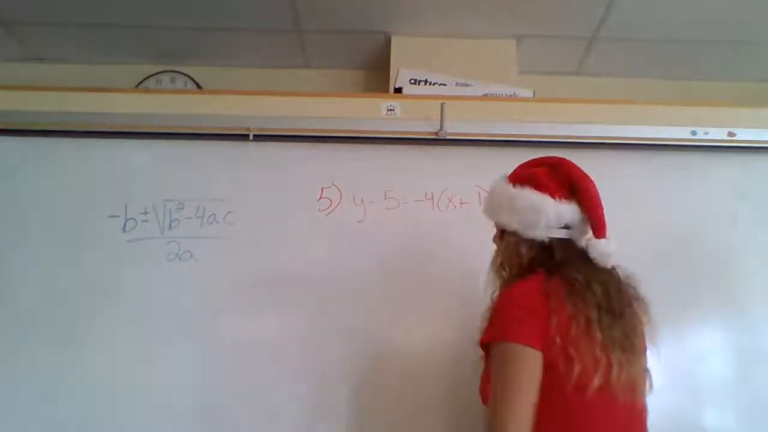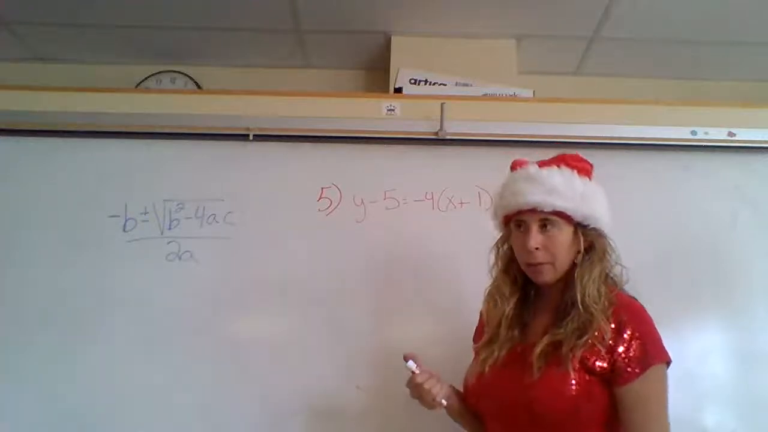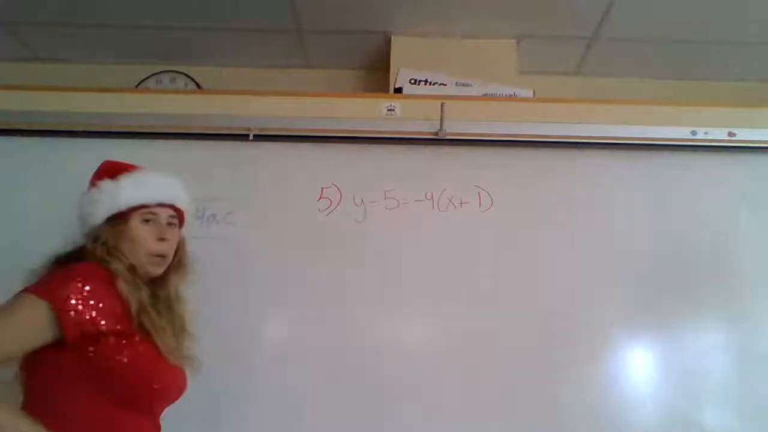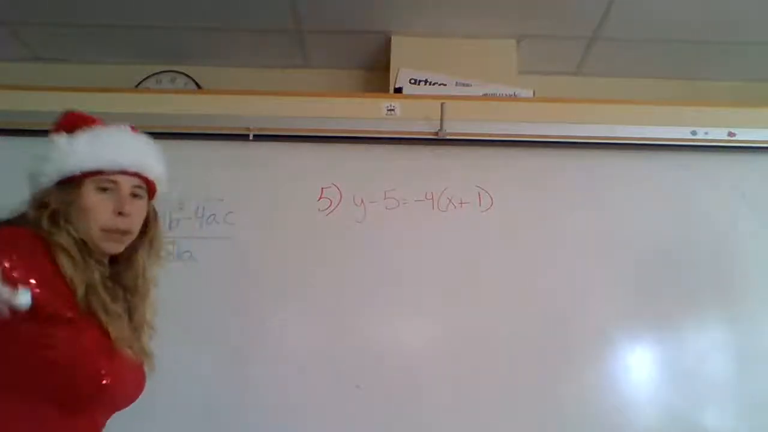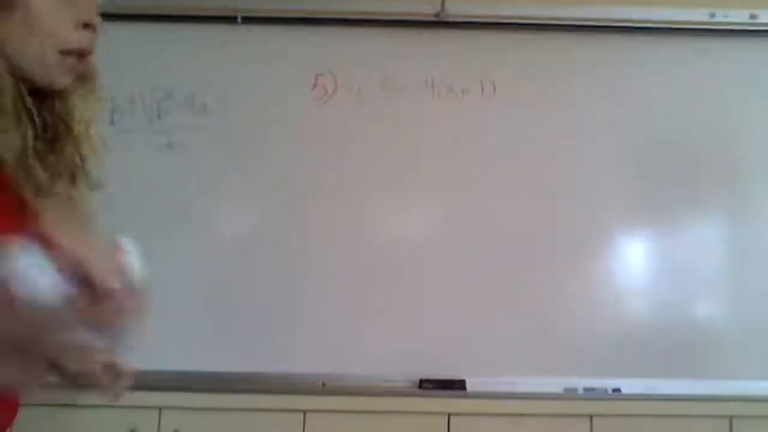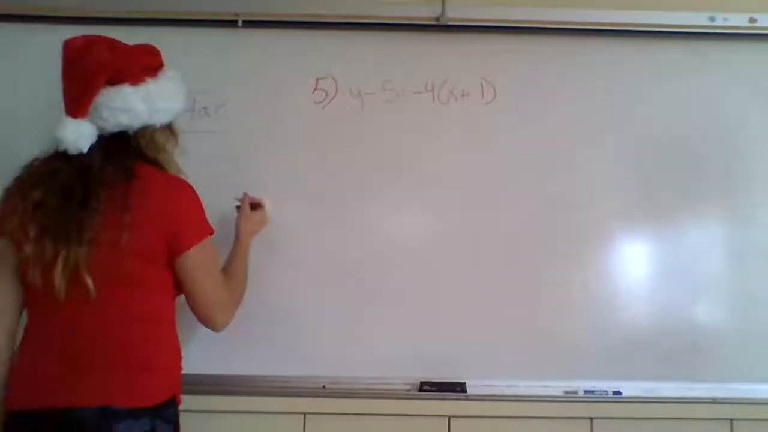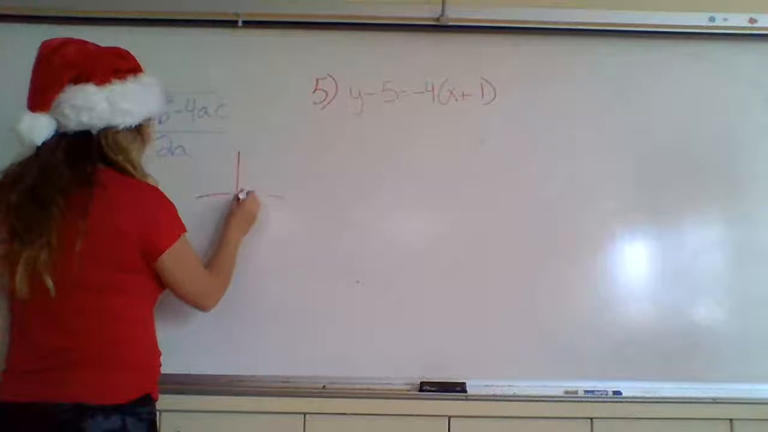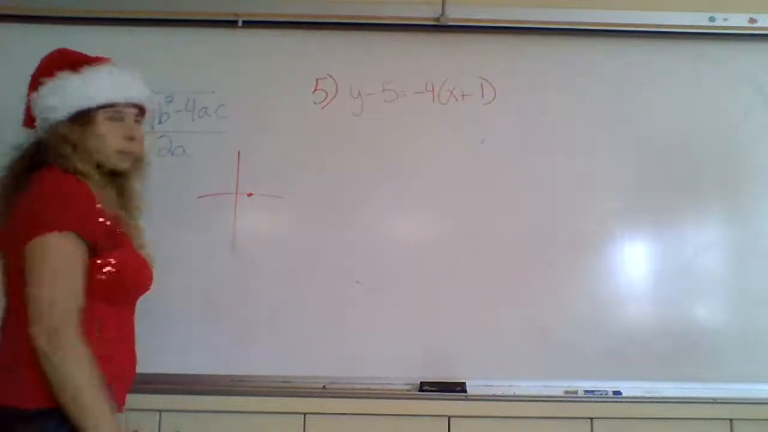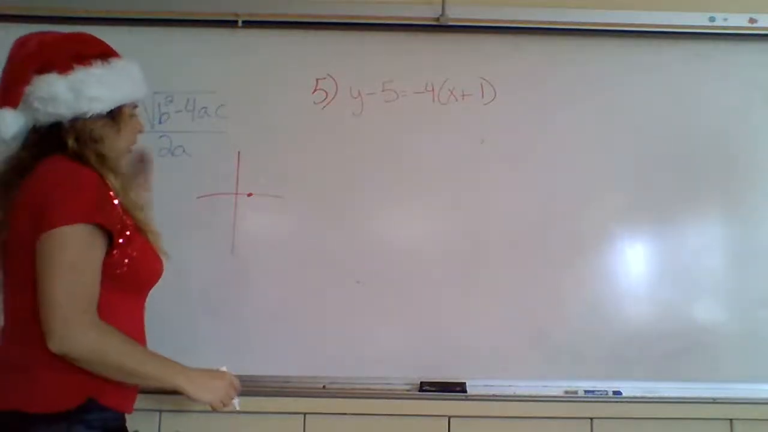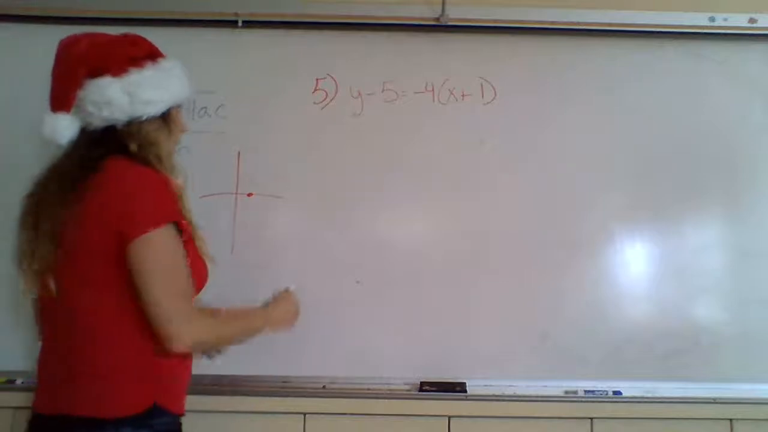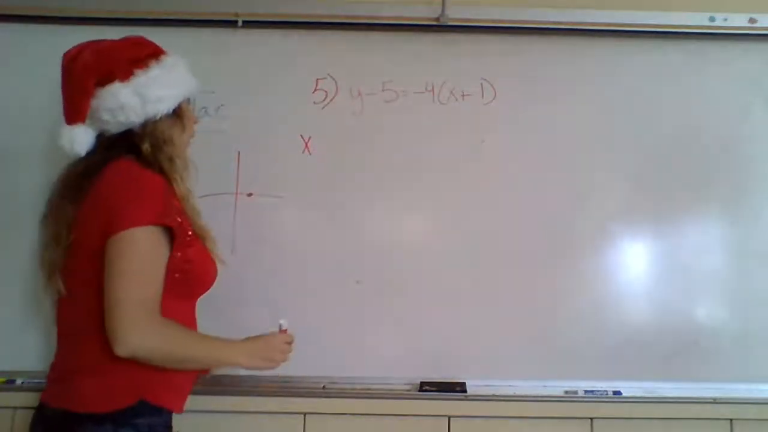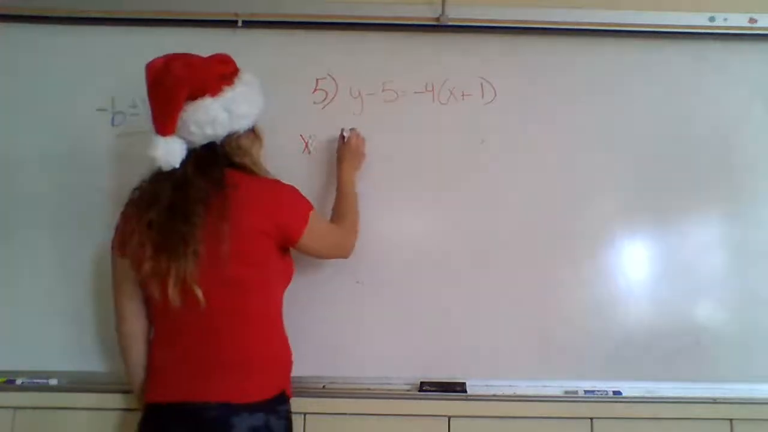All right, so this is number 5. You're finding the x and the y intercepts. Remember to find the x-intercepts. That's where your graph crosses the x-axis. You substitute 0 in for y. So we'll just do that first. We're going to substitute 0 in for y.